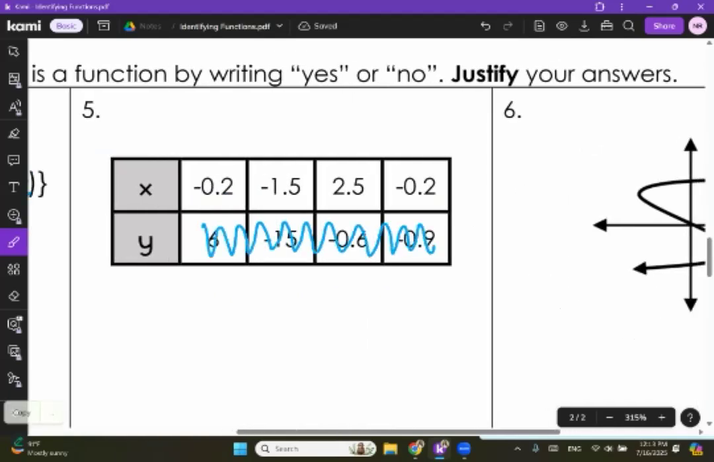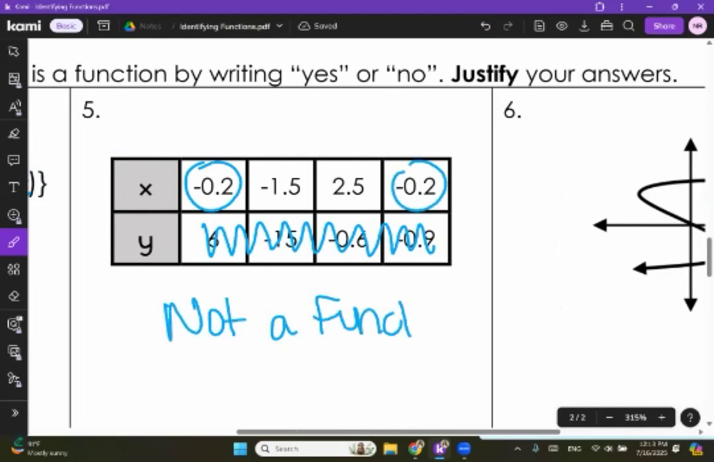Number 5. Scratch out the Y values, only look at the X values. You notice that negative 0.2 repeats. So this one is what? Not a function. You cannot put the same code in and get two different things, right?